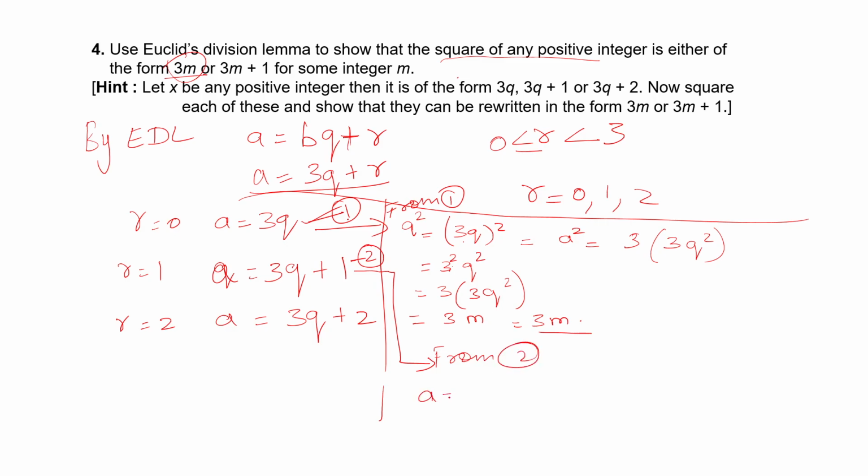So a is equal to (3q + 1) whole square. A square is equal to (3q + 1) whole square. What is the formula for (a + b) whole square? a square plus 2ab plus b square. So expand this using that formula, a square plus 2ab plus b square.